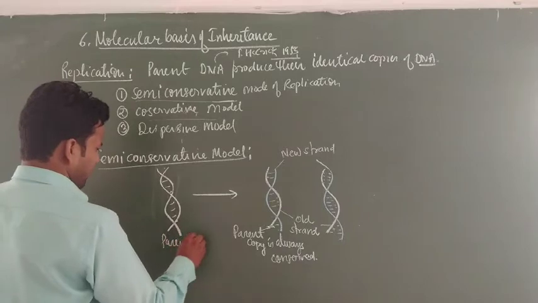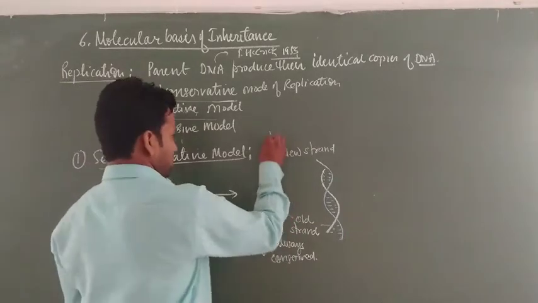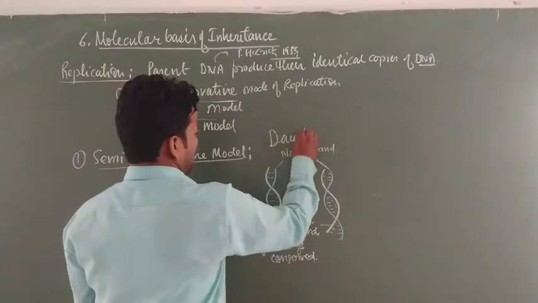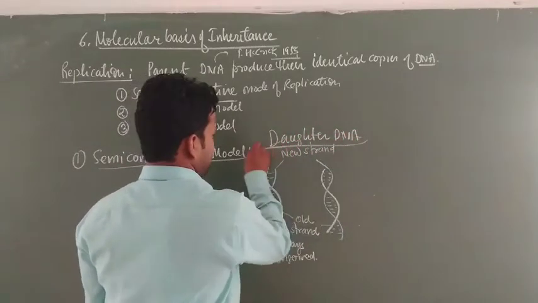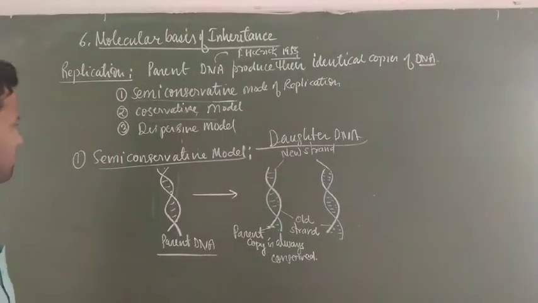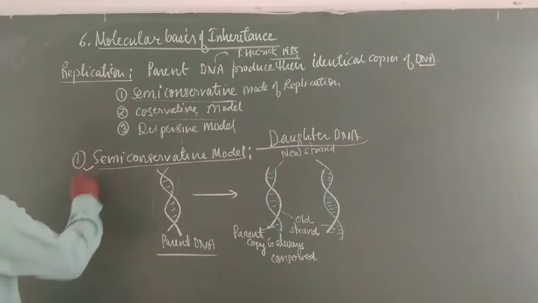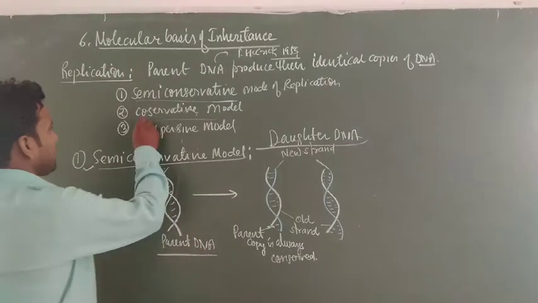This is a parent DNA and it forms two daughter DNA. This is a daughter DNA, and each daughter DNA is made up of one parent strand and one new strand of DNA. This model is the semi-conservative model and this is the most accepted model. The second model is the conservative model.